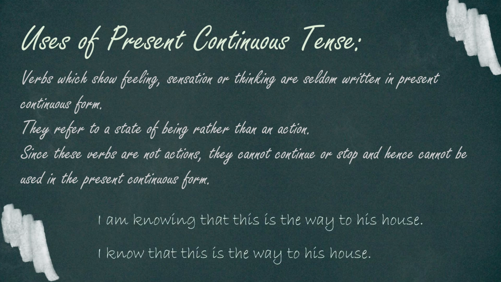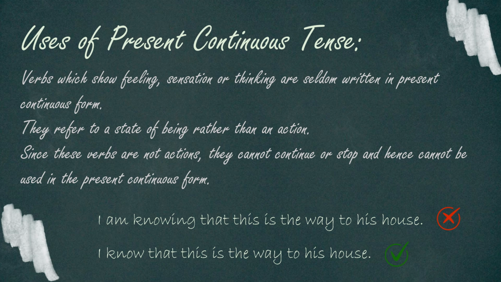Now you have two sentences in front of you. I am knowing that this is the way to his house. I know that this is the way to his house. So for most of us, when we read the first statement itself, we get to know that there is something wrong. It's not sounding correct, right? But while we are talking in an informal way, the Gen Z dialogues, conversations, it might be okay. It might be accepted. But when it comes to the correct usage of grammar, it is wrong.